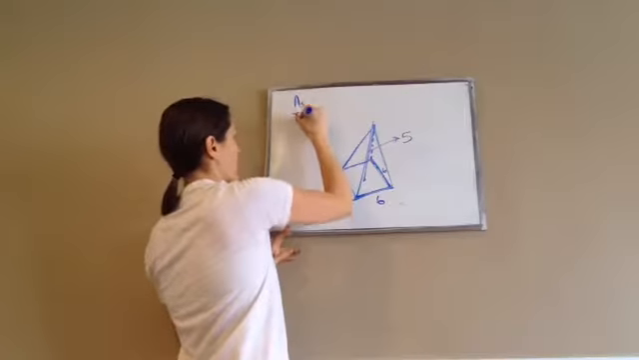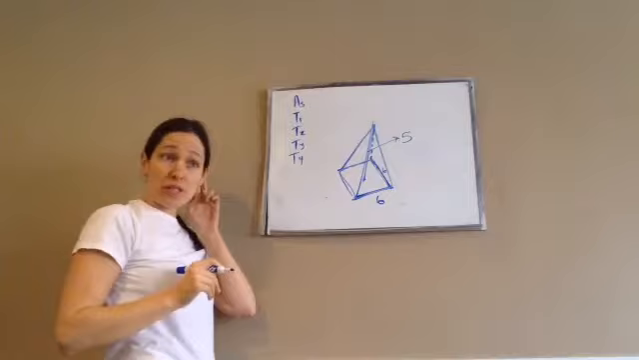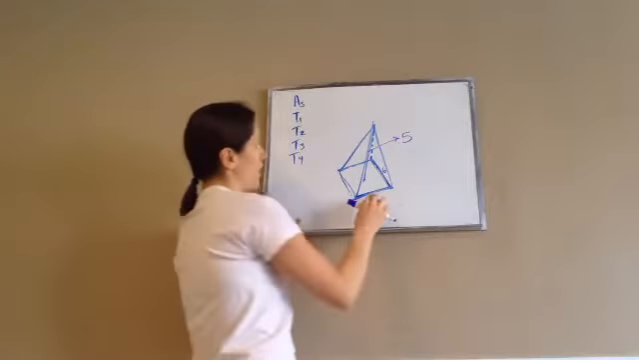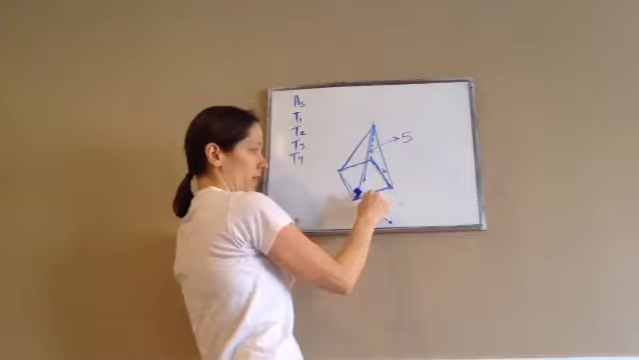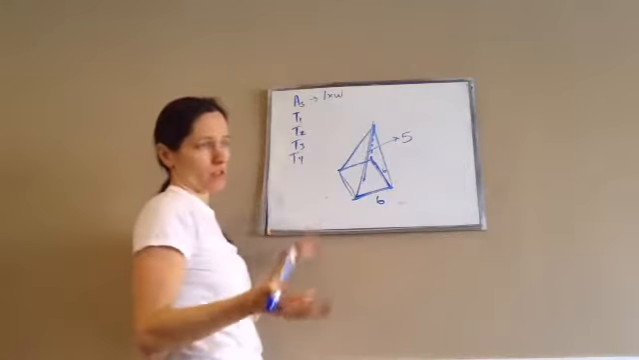So I'm going to do triangle 1, triangle 2, triangle 3, triangle 4. This is where it's important to know your formulas. If I'm going to find the area of the square, what am I going to do? Length times width, right? Squares and rectangles are the same.